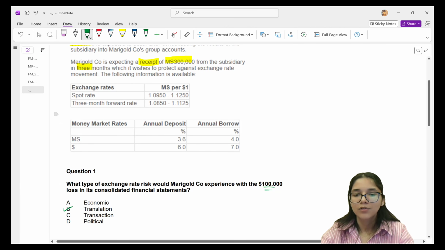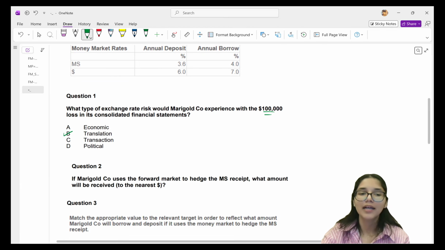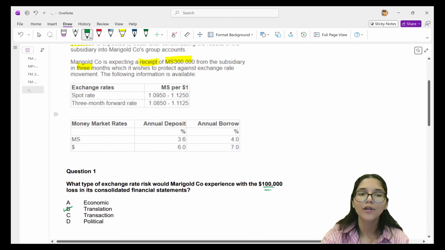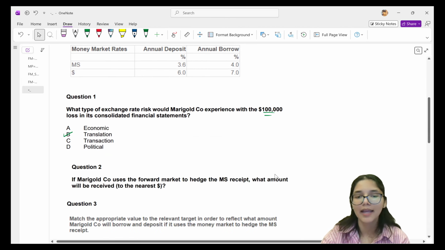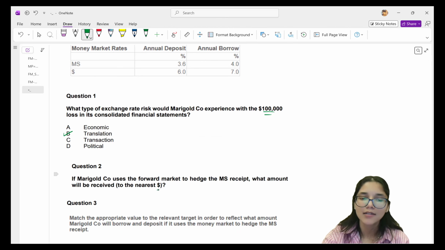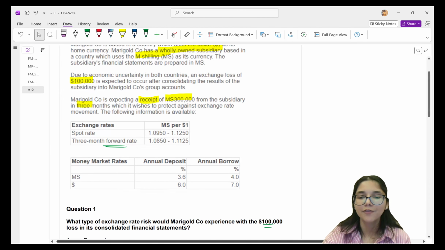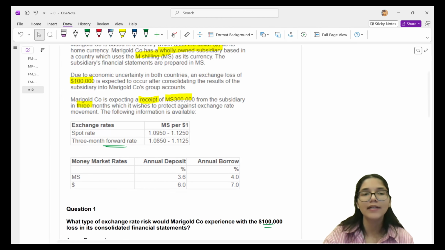Okay. So question number 2. If Marigold Company uses the forward market hedge to hedge the M shilling receipt, then what amount will be received to the nearest dollar? So I have to give my answer in the nearest dollar, that is how much amount of money will be received. This is all the information. Take 2 minutes, solve and let me know your answers. Then we will discuss this together.